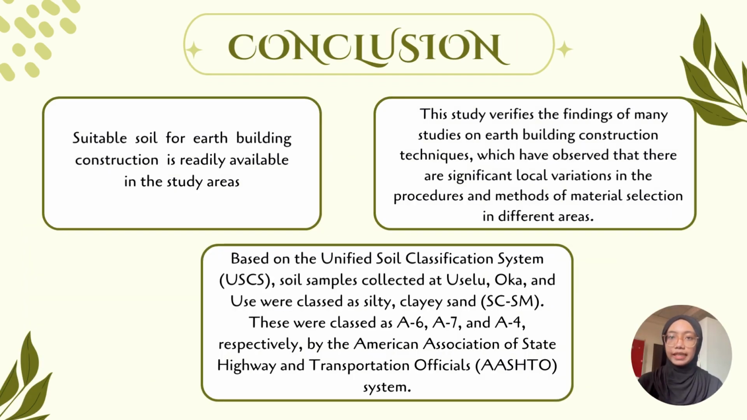Based on case study 1, the conclusion is that suitable soil for earth building construction is readily available in the study areas. Next, this study verifies the findings of many studies on earth building construction techniques, which have observed that there are significant local variations in the procedures and methods of material selection in different areas. Based on the Unified Soil Classification System, USCS, soil samples collected at Uselu, Uka, and Use were classed as silty clayey sand. These were classed as A-6, A-7, and A-4 respectively by the AASHTO system.